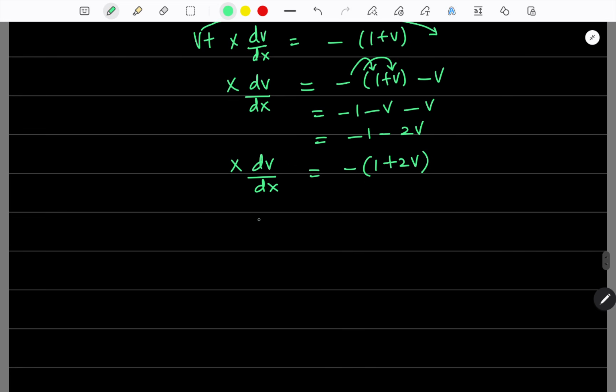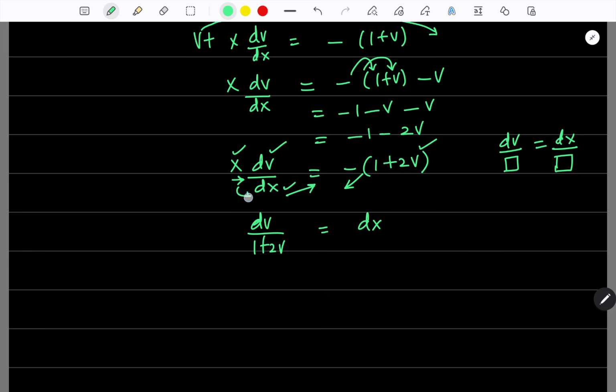So now I'm going to use the variable separable method again, dv with v, dx with x. At the same time, dv should be in the numerator and dx should be in the numerator. So dv divided by 1 plus 2v, this one is coming down, dx is going up that side, x is multiplying so it goes to the other side as divide, and there is a minus. So dv divided by 1 plus 2v is equal to minus dx over x.